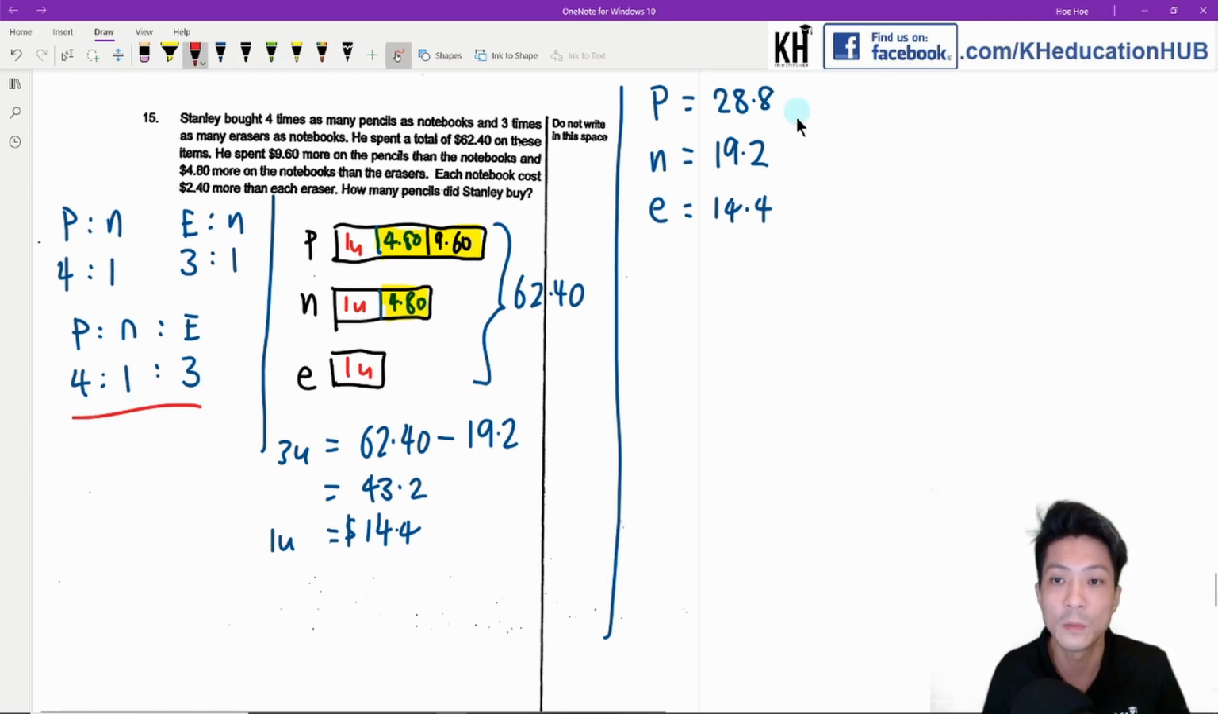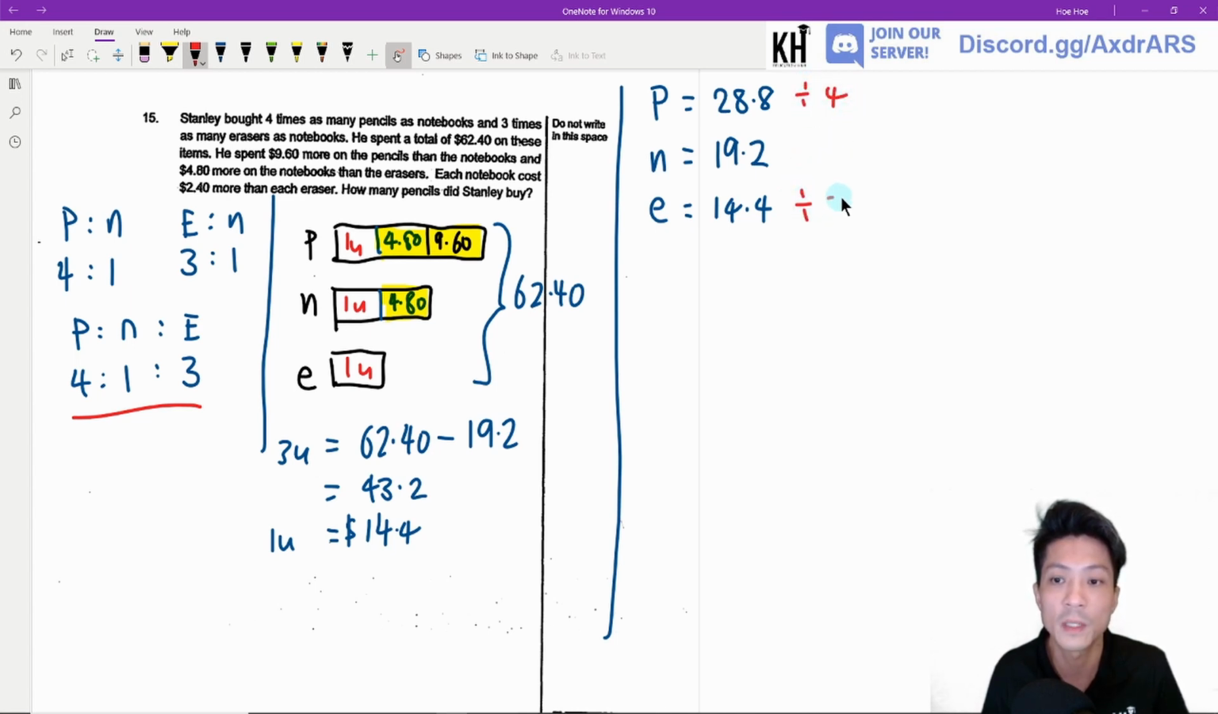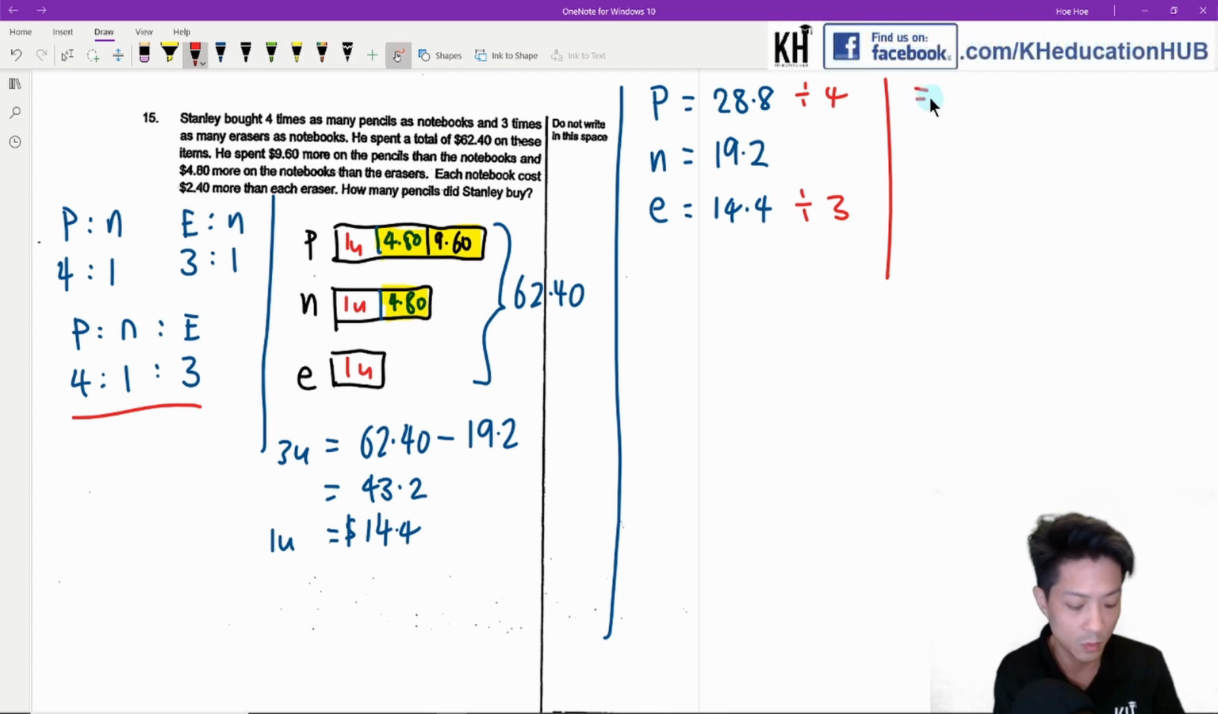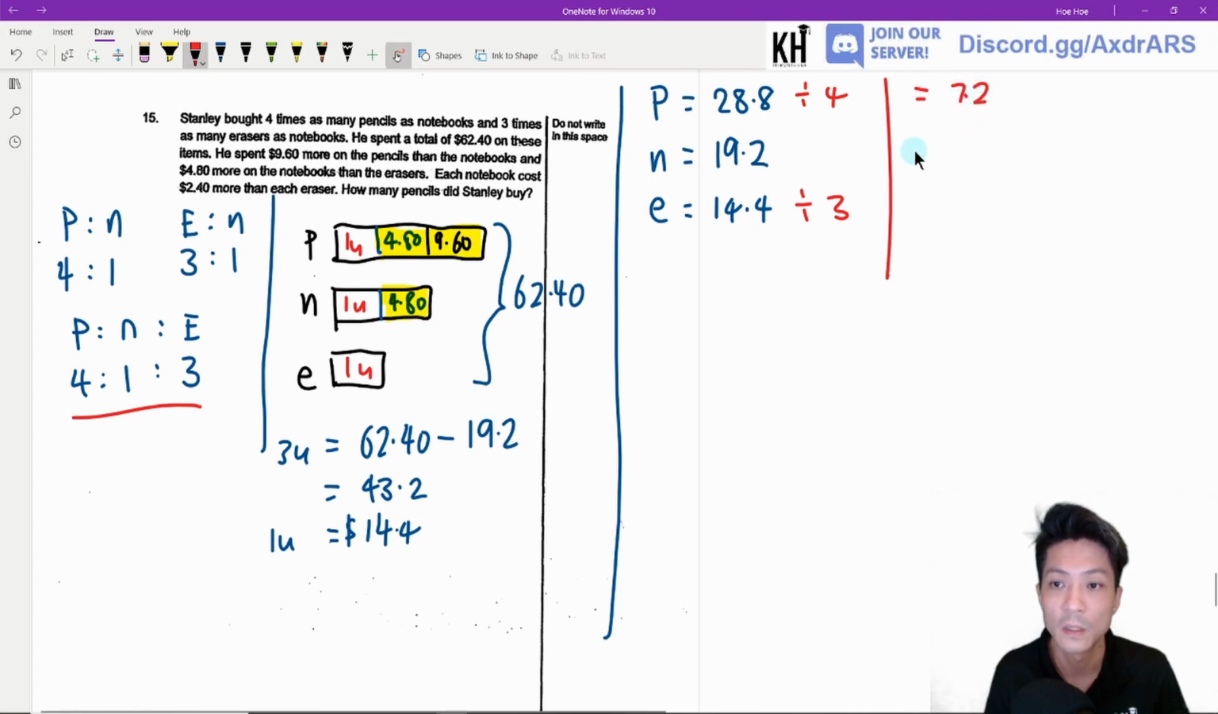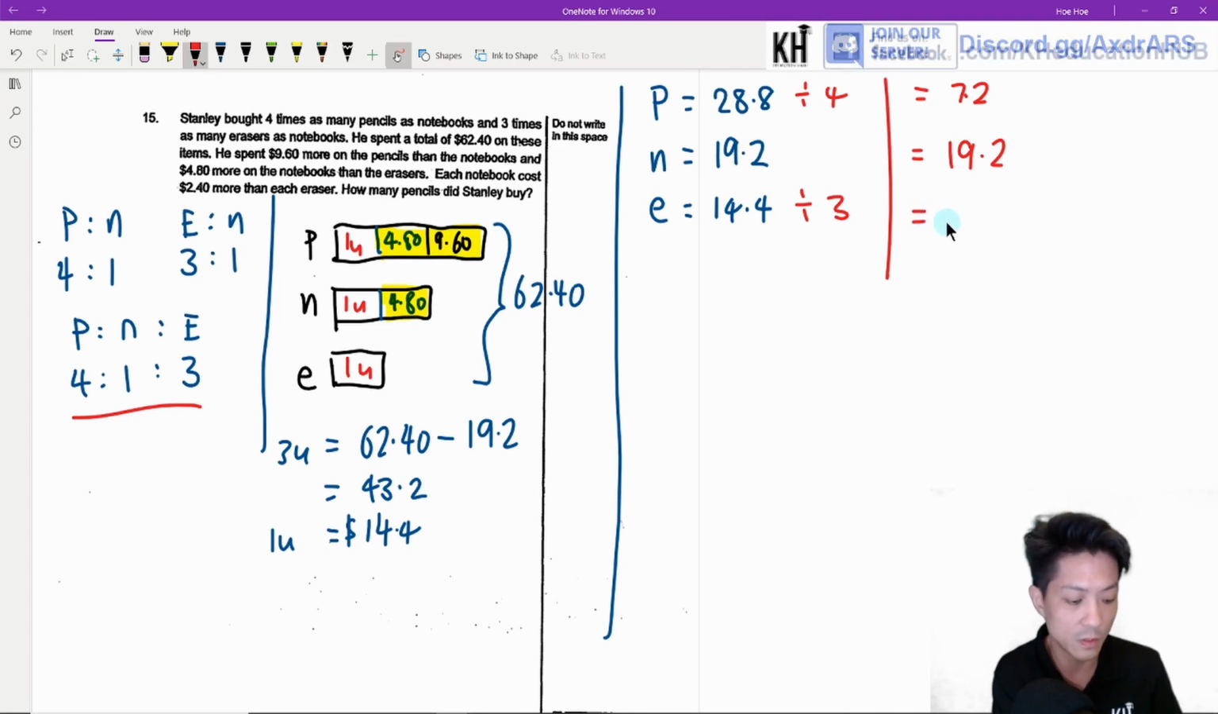Okay, the next step will be to make them all equal. So I need to divide by 4 and I need to divide by 3 for this. Okay, pencils will be equal to 28.8 divided by 4, $7.20. Okay, notebook did not change and eraser is 14.4 divided by 3, which will give me 4.8. Okay, each notebook costs $2.40 more than the eraser.